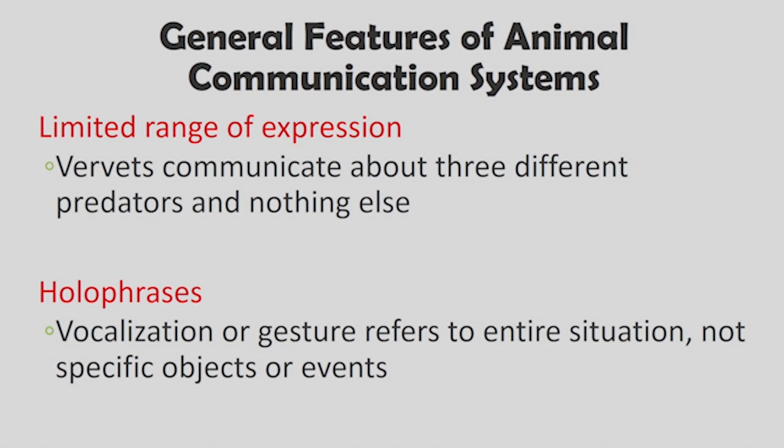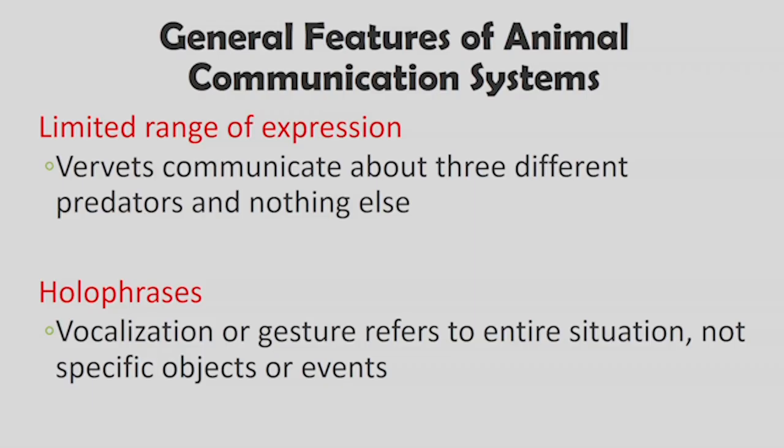Going back to what vervet monkeys do, since they have been studied in detail, we are taking that example. It is found that they have only three calls. It could be an eagle call, a predator call of a lion, or a snake call. These are the three communications, or behaviors, that they can do, and they cannot express more than that. So most communication systems in animals are limited by the range of expression.